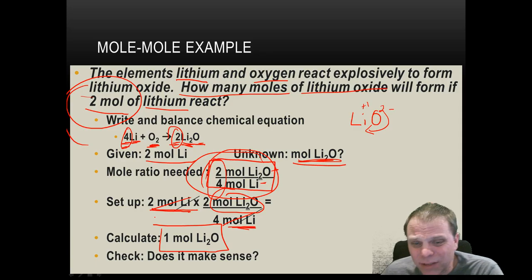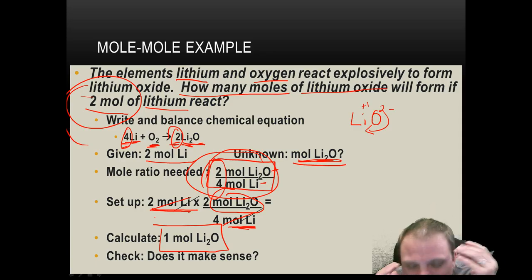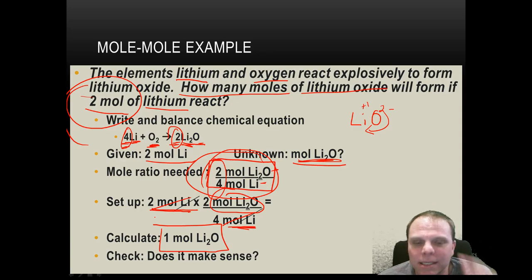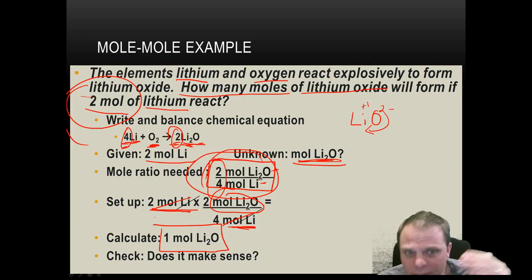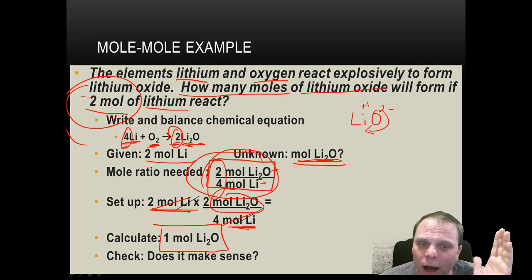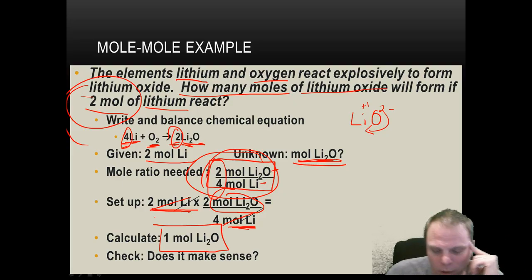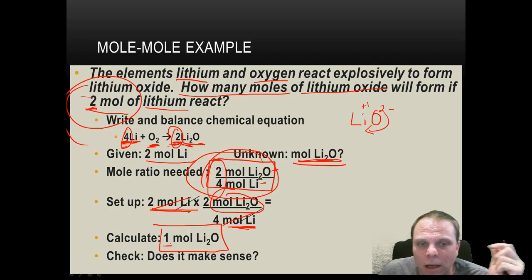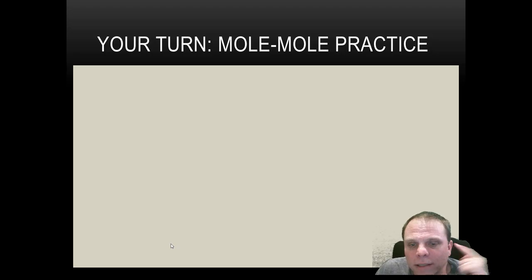We have to ask ourselves, does that make sense? So do this little mental thing in your brain. Does it make sense that I end up with a mole of lithium oxide if I start with 2 moles of lithium? Well, yeah, it makes sense. Why? Because if I start with 4, I get 2. Therefore, if I start with 2, I should get 1, right? It's that same ratio. 4 to 2 is the same as 2 to 1. So that's going to make sense.